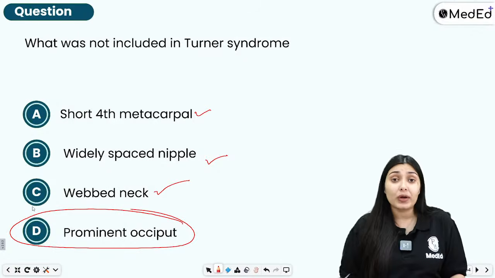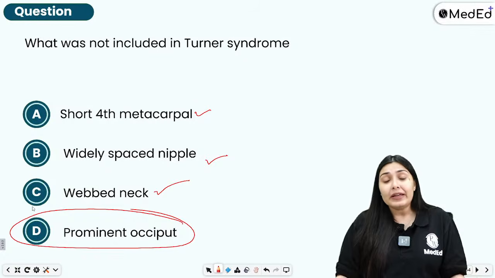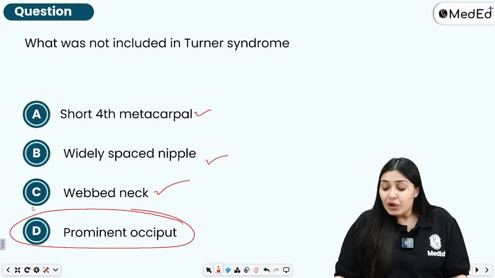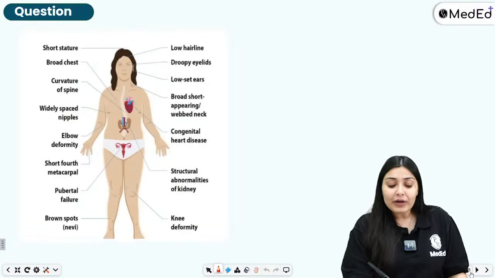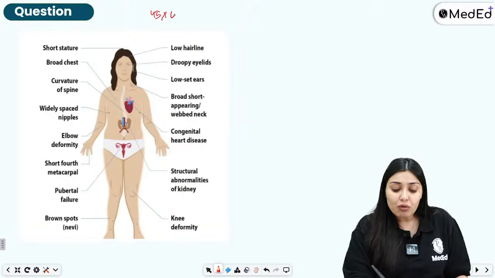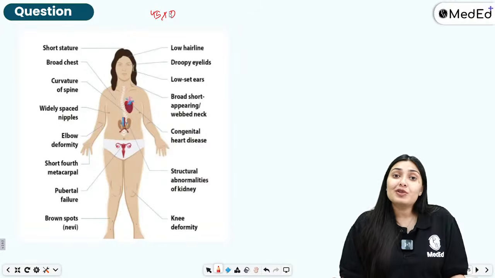Prominent occiput is not included in Turner syndrome. We actually see a low hairline in these Turner syndrome patients. So let us revise Turner syndrome. Turner syndrome is an aneuploidy. We have 45XO, one less chromosome. We don't have a Y over here, so Turner syndrome patients are going to be girls exclusively.